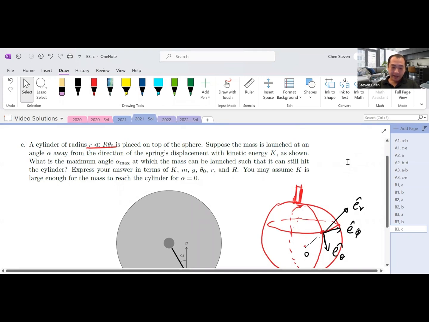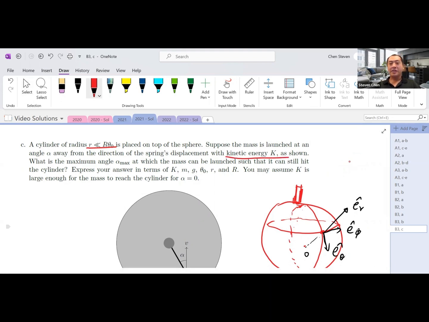By getting the initial velocity, we have the kinetic energy. The problem asks us to express everything in terms of it. This is fairly simple: it's just equal to 1/2 m v squared. In the rest of the analysis, it's easier to use v, and maybe in the last step, we'll write v in terms of k, right? This is a small thing. The answer is to find the maximum angle alpha max at which the mass is launched from its equilibrium point, which we call the null state, so that it could hit the cylinder.